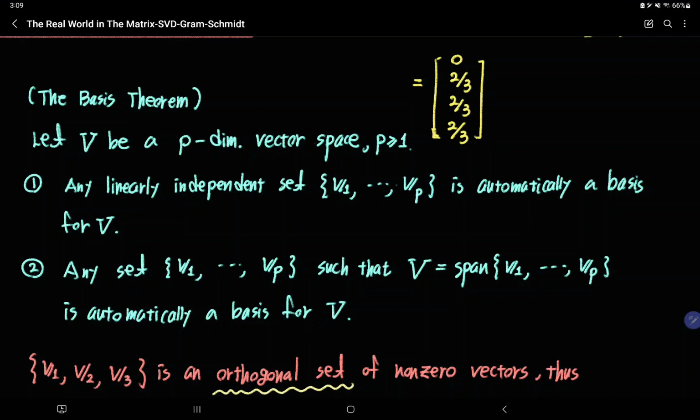The second statement is this: if V is the span of v1 through vp, then v1 through vp is automatically a basis for V. So as long as a vector set spans the vector space, then that set must be a basis for vector space V.